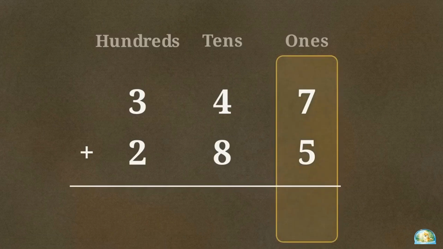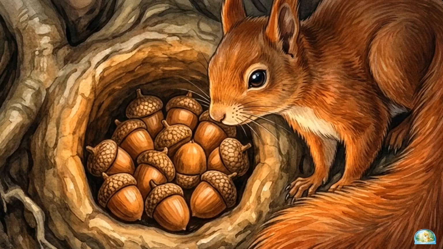We start on the right in the ones column. 7 plus 5 is 12. We write 2 ones at the bottom. Because 12 is more than 9, we regroup the remaining 10 ones as 1 ten, placing it in the next column to the left. This is a direct physical exchange. 10 single units group together to form exactly 1 single unit in the next size up.